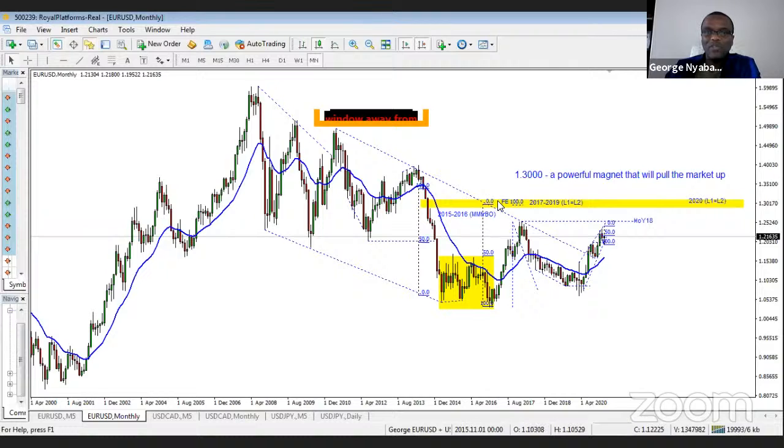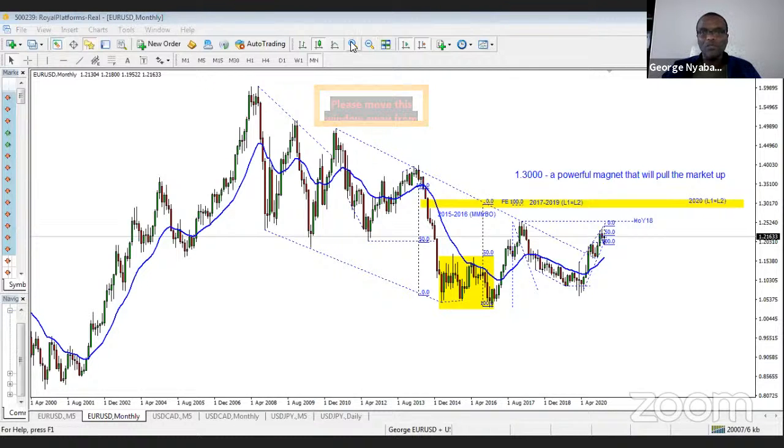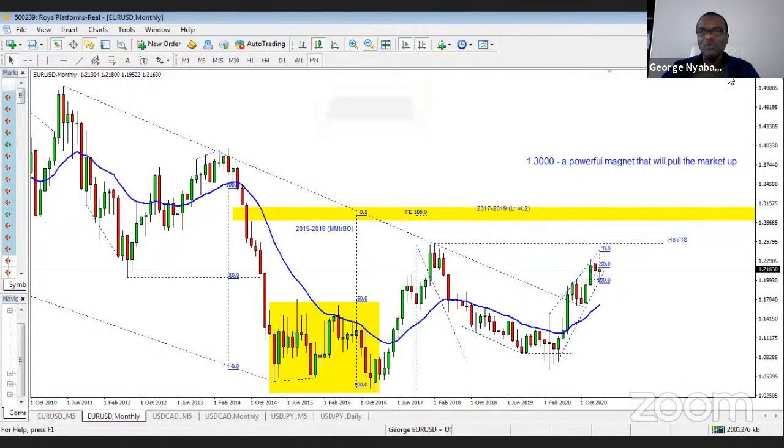But the fact that we've broken out of the channel does not necessarily mean that we are in a steady bull trend, because the bears that created the channel will still be in the market. Okay, so just a bit of a closer view of what we're looking at here.